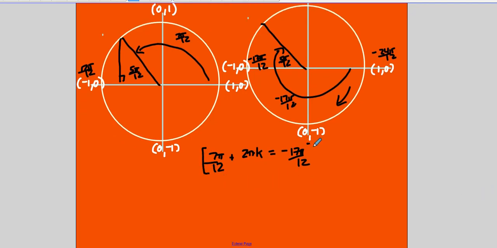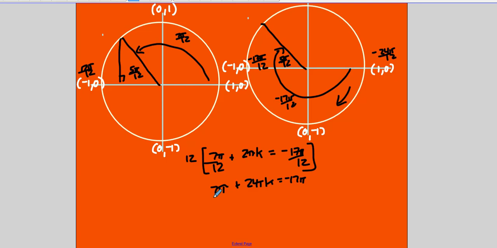So I'm going to multiply through by 12. So I get 7 pi plus 24 pi k equals negative 17 pi over 12. But actually, it's not going to be over 12 because I multiplied the 12 out. That's why I multiplied through by 12. So this is going to equal negative 17 pi.